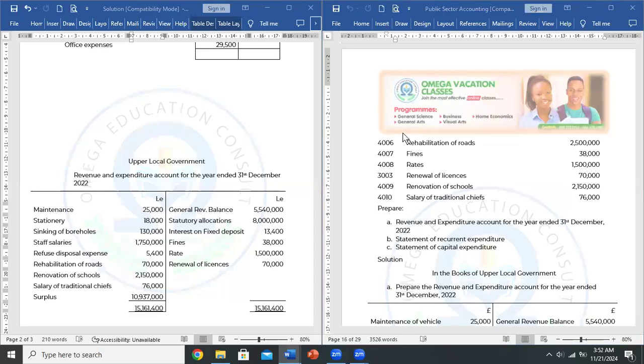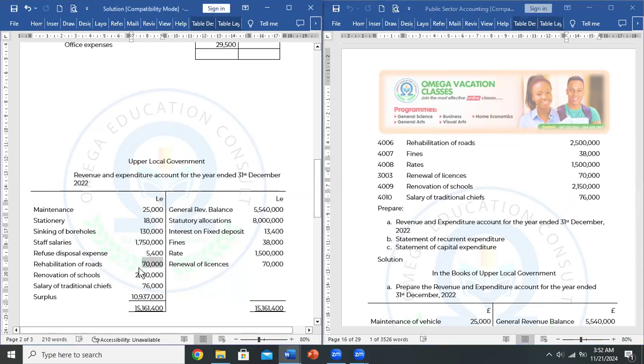Okay, so I think the figure from the question for the rehabilitation of roads is 2,500,000, but I put 70,000 in there. Okay, so that's an error we have to correct. It means it's going to affect the surplus. So let's get the surplus readjusted.